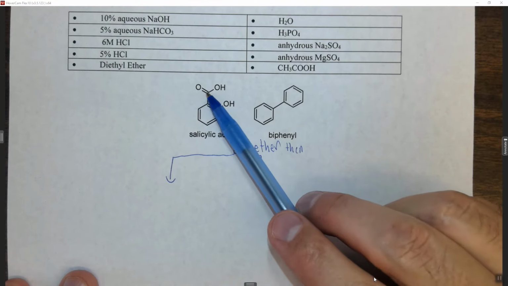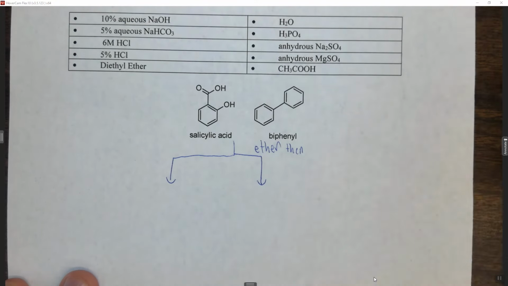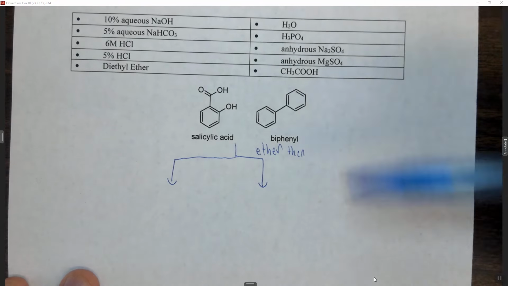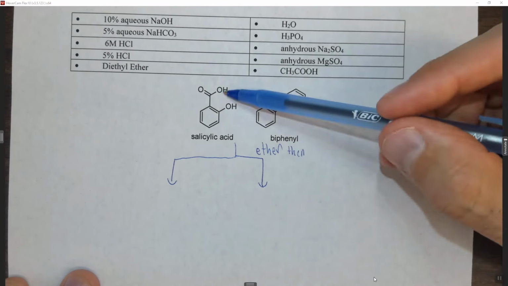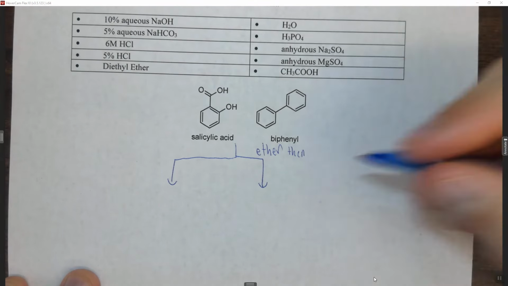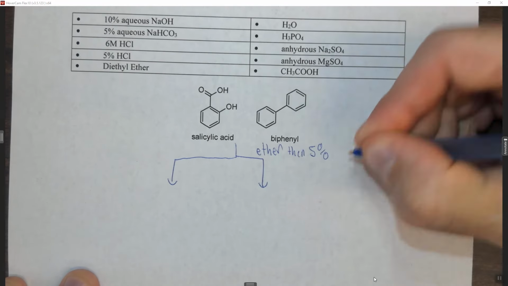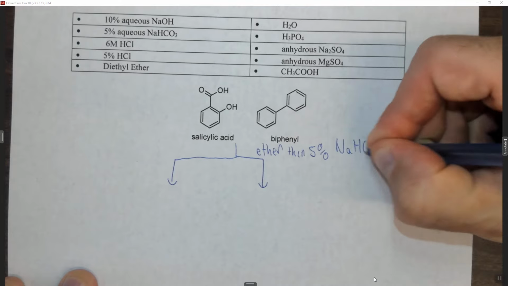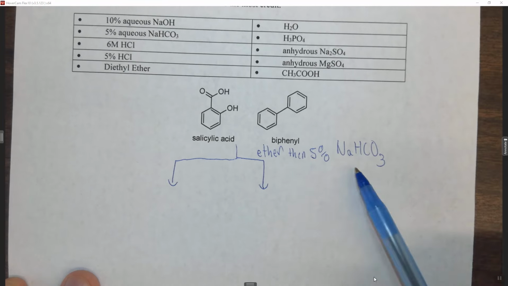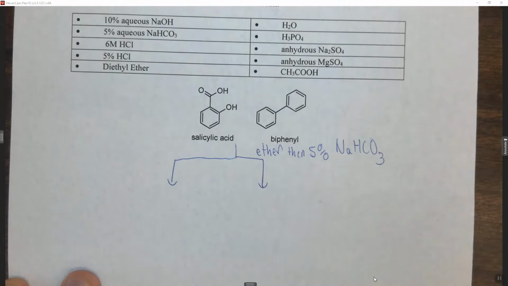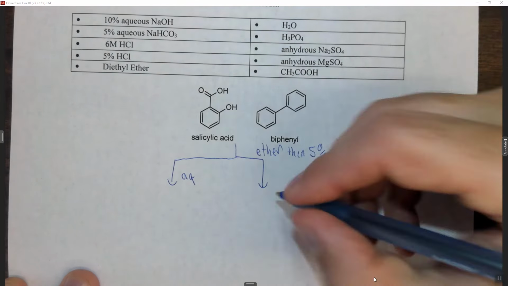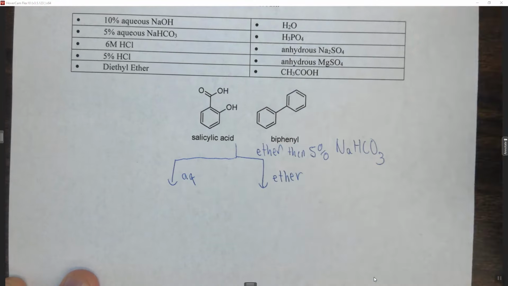Now in this case, we want to add a base. I would add a weaker base as opposed to a stronger base because of several reasons, one of which is it'll be easier to get this compound back because there'll be less stuff to neutralize. So I'm going to go with 5% NaHCO3. Okay, so this molecule will deprotonate this carboxylic acid. So we're going to end up with two layers, the aqueous layer and the ether layer.